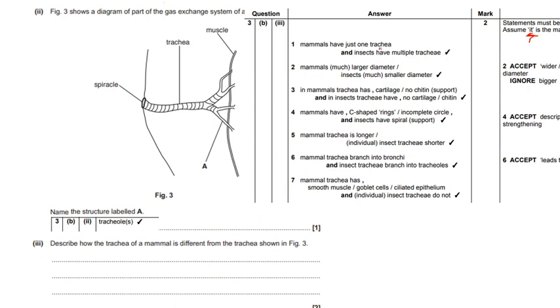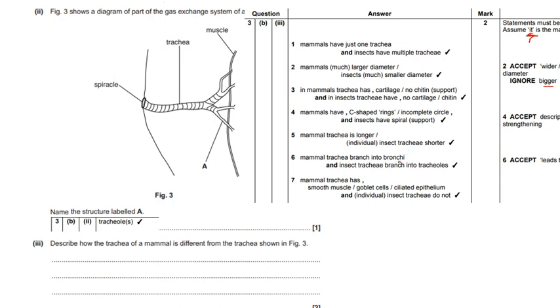So mammals only have 1 trachea, but obviously insects have multiple because they have multiple spiracles. Mammals have a much larger diameter, insects much smaller diameter. You can say wider trachea or narrower in the case of the insects. Bigger was not accepted. Bigger trachea, nah, it's all about being wider. In mammals, trachea has cartilage, but in insects they have chitin. Mammals have C-shaped rings of that cartilage, but insects, theirs is actually spiral. It looks like it could be C-shaped, but I promise you it's all the way around for chitin. It's spiral. The mammalian trachea is much longer, the insects is much shorter.